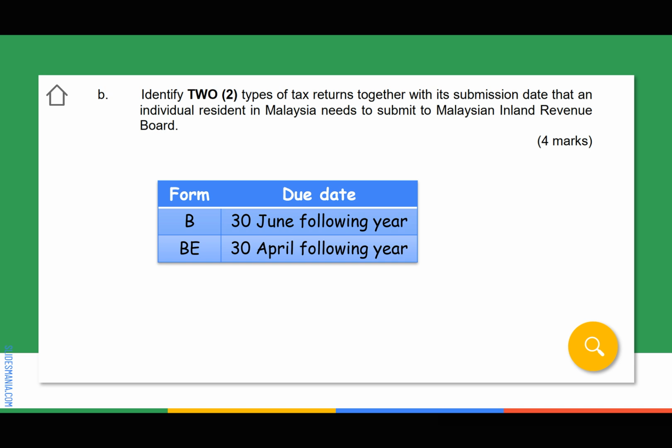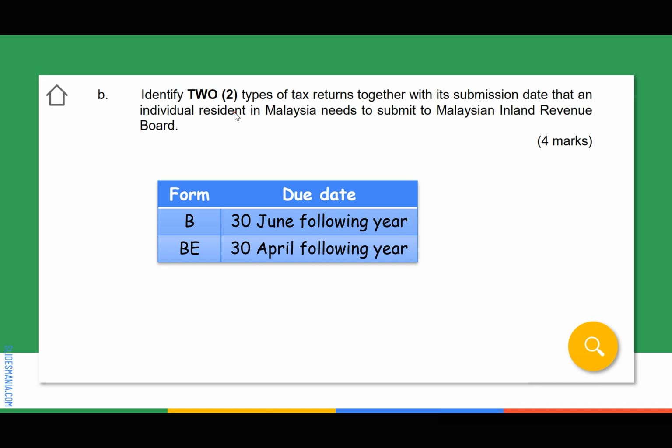I believe that B is simple and straightforward. It will be a waste if you guys don't know how to answer B, because B is related to you guys. Alright. Identify two types of tax return. Tax return, meaning to say the name of the forms. There are so many forms that you guys already learned, isn't it? Okay, together with its submission date. So you give me the name of the form together with the due date. Okay, that an individual resident.